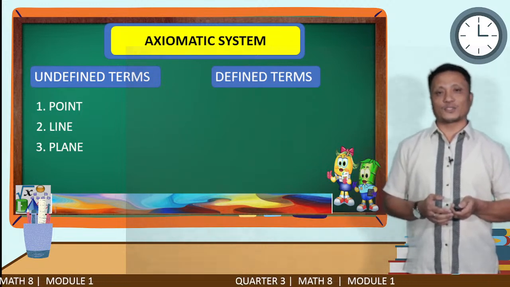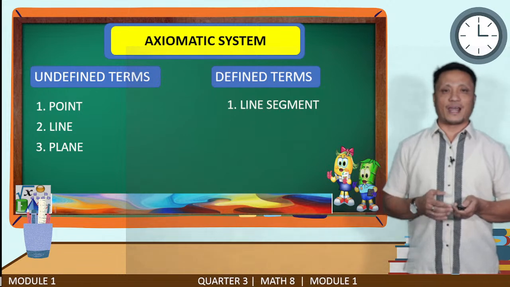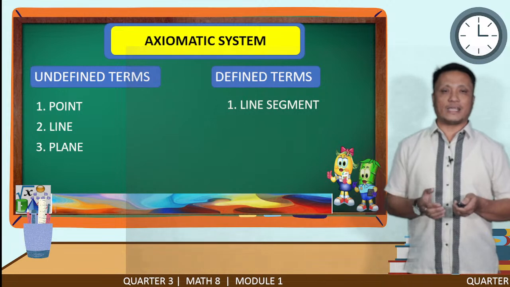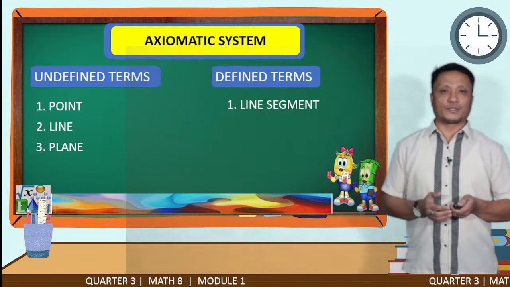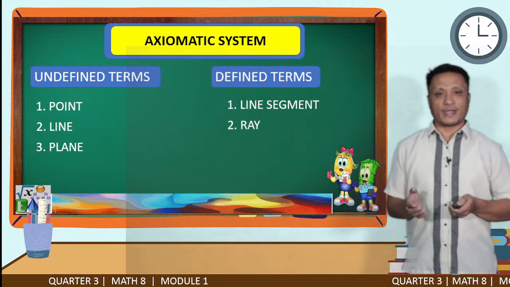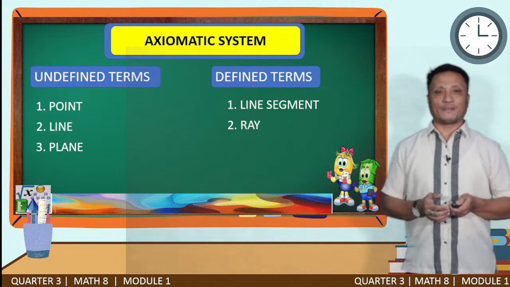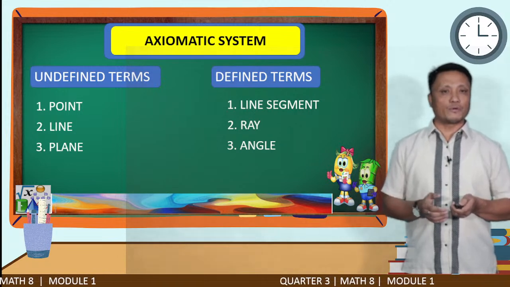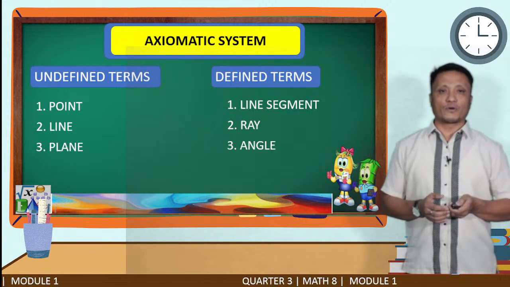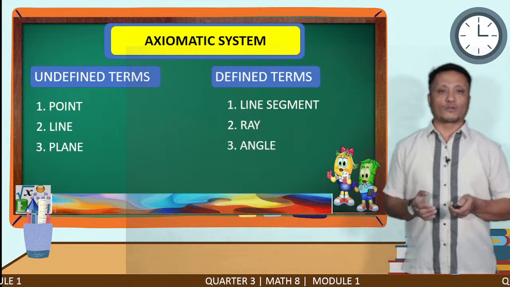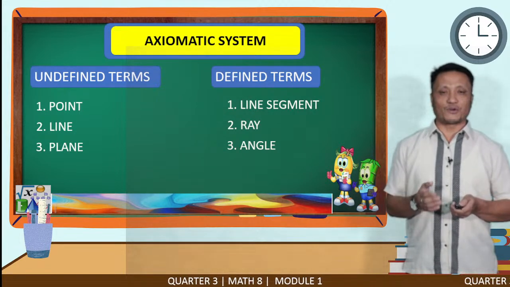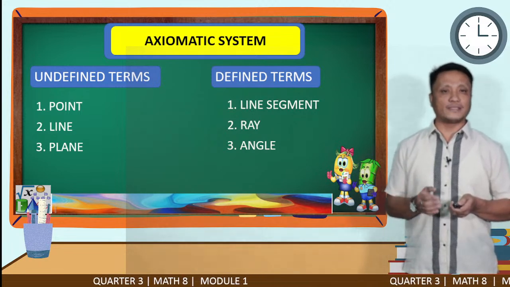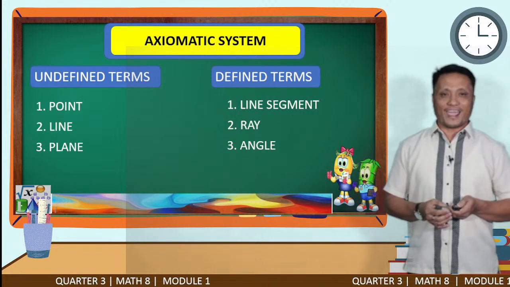We have discussed also defined terms, which are: line segment, which has two endpoints and does not extend infinitely in opposite directions. Number 2, ray, which has only one endpoint. Number 3, angle, a figure formed by two rays having a common endpoint which do not belong to the same line. Again, in your answer sheet, you're going to write your own definition of line segment, ray, and angle.